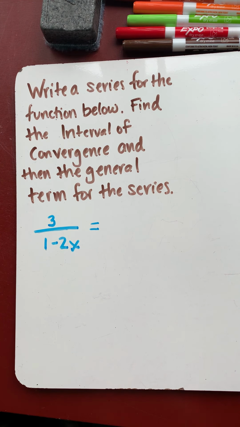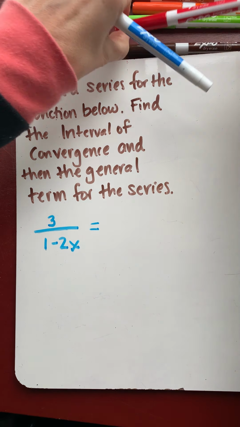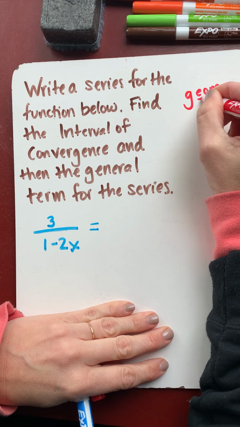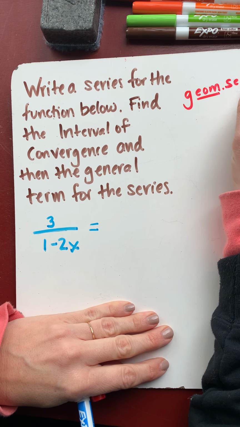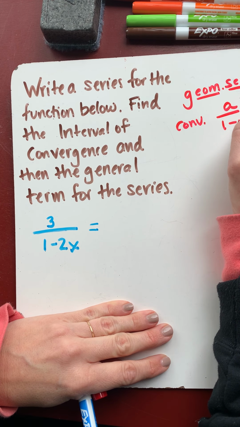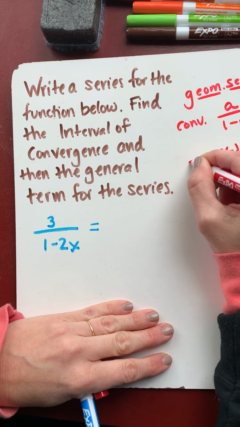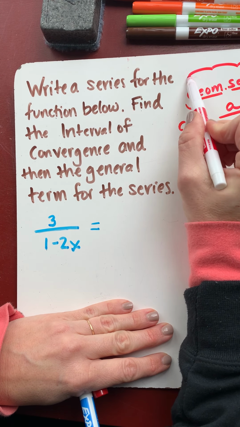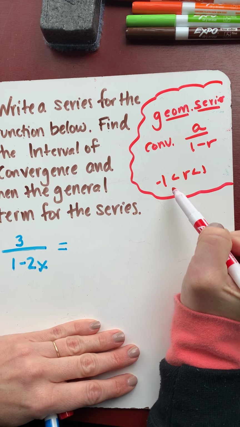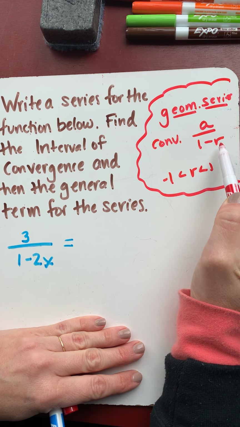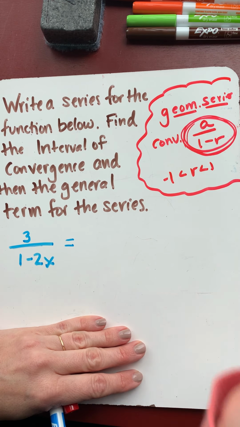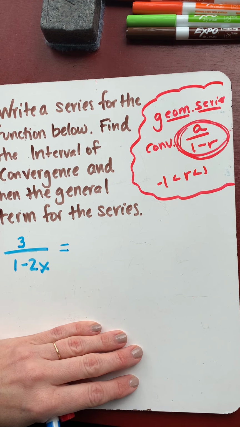So how would we even begin? Well, you want to have in the back of your head what we know about a geometric series. And we know that a geometric series converges to a over 1 minus r as long as r is between 1 and -1. So as long as r is between 1 and -1, our geometric series will converge, and it'll converge to this, which in the past for us was numeric. Now it's going to be variabolic.